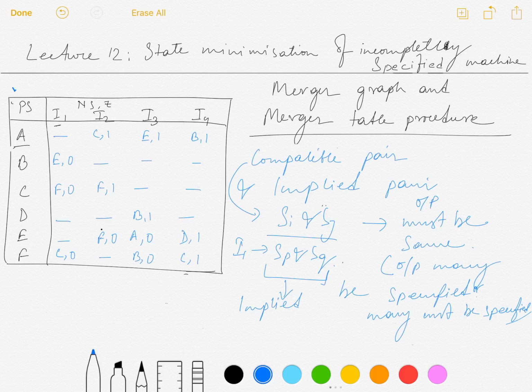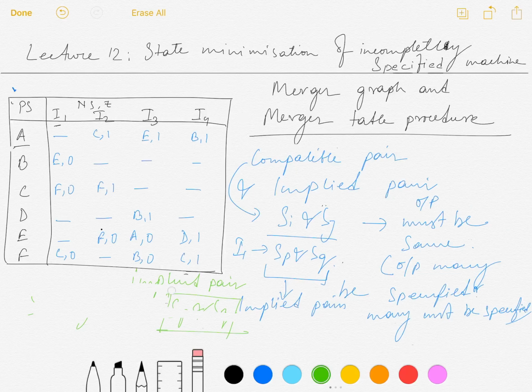This implied pair must also be compatible. I am repeating again: a pair of states Si and Sj will be compatible if its implied pair Sp and Sq must also be compatible. And if the outputs are not specified, in that case we do not have to check for the implied pair.